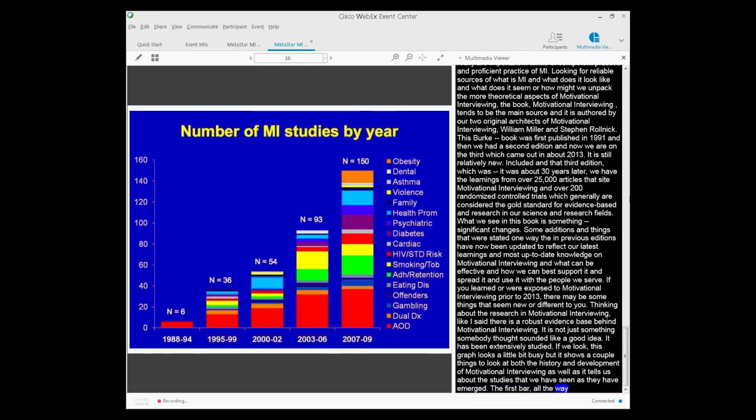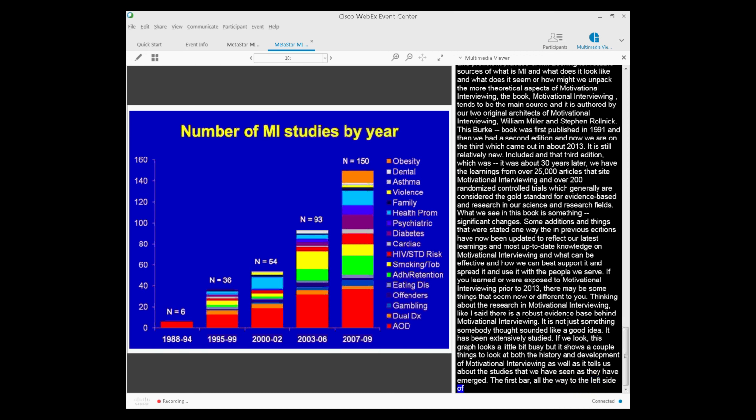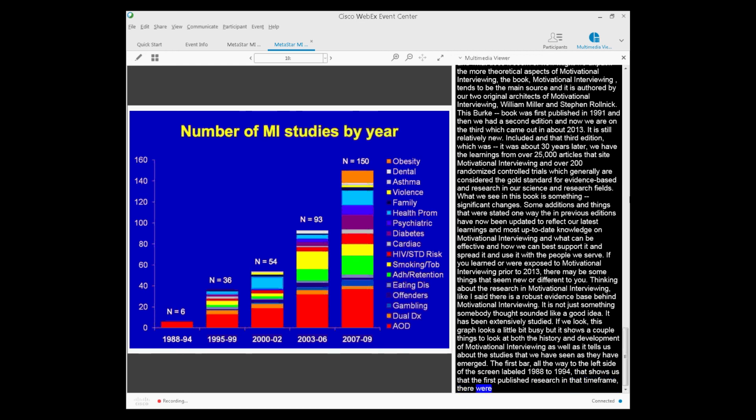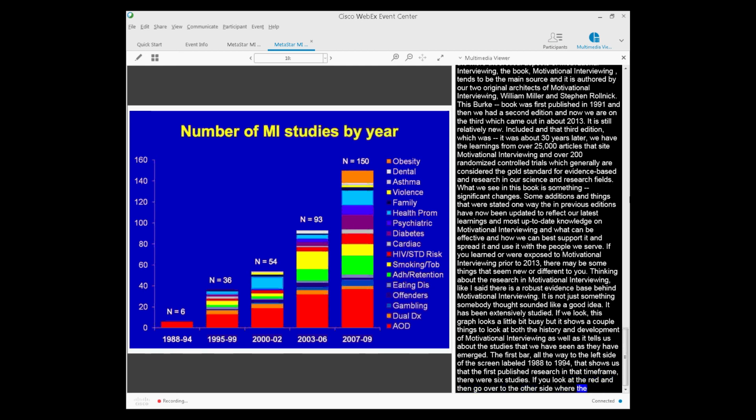So that first bar, if you look all the way to the right-hand side of your screen, that's labeled 1988 to 94, shows us that in that time frame, the first published research, there were 6 studies. And if you look at the red, go over to the other side of your screen where the key is, those first studies were all in the field of alcohol and other drug treatment.